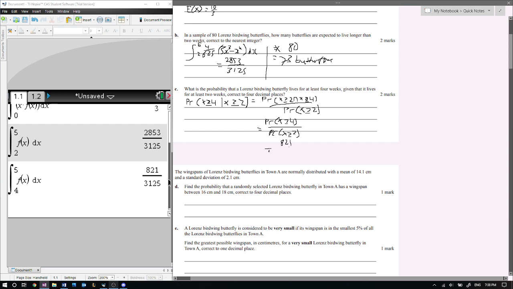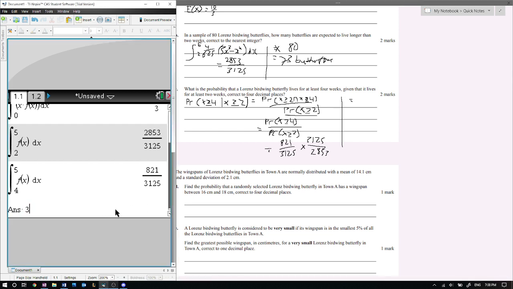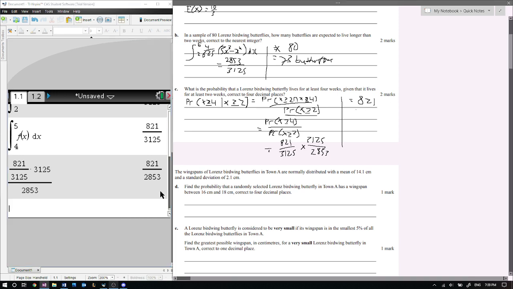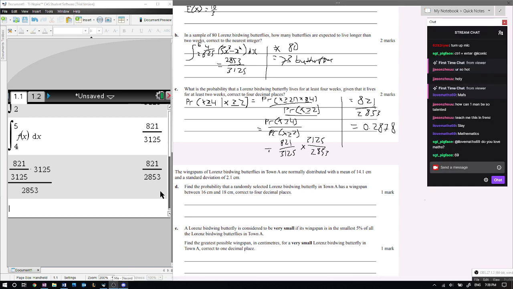So I get 821 over 3125 divided by 3125 over 2853, which is my previous probability for 2, but we already figured that out. So let me do this here. And I end up with a probability of 821 over 2853. And then when I approximate that, that should equal 0.28784 to 5 decimal places.